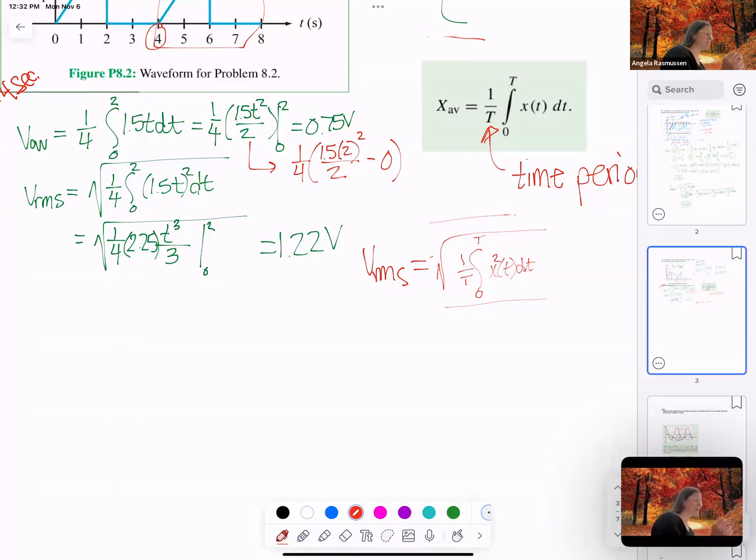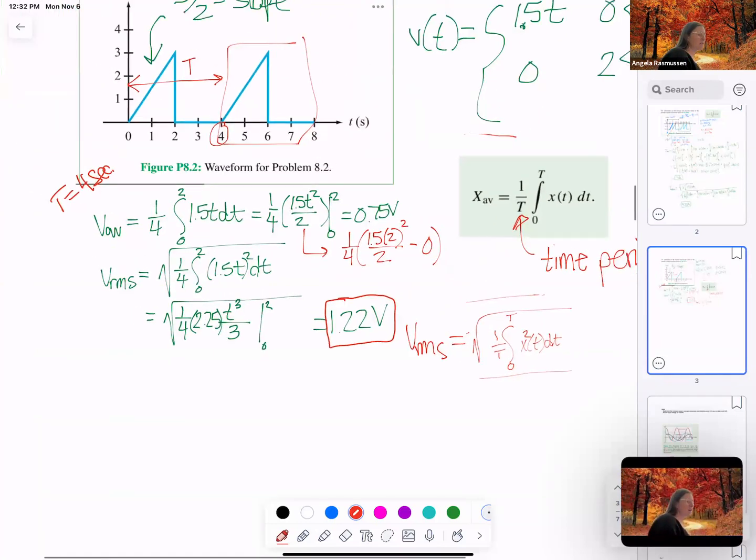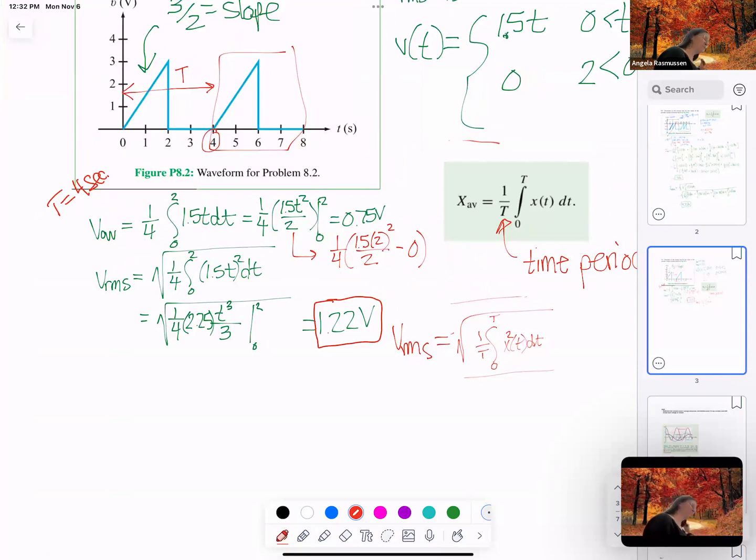And then 1.5 squared becomes 2.25. And then you do it from 2 to 0, and then you have to square root that term, and that's 1.225 volts. So your VRMS is again going to be, if this was my input and it was a periodic input, well, it doesn't make sense yet. Never mind. When we get to power, I'll say what it is. And then the average on this is 0.75.